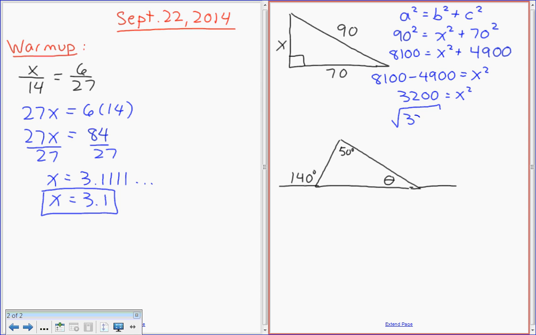Good. Square root of 3200. And if you can do that to one decimal place for me, it's 56.568 dot dot dot. I'm going to round up to 56.6, because the number after the 5 is bigger than 5, so we'll round up.